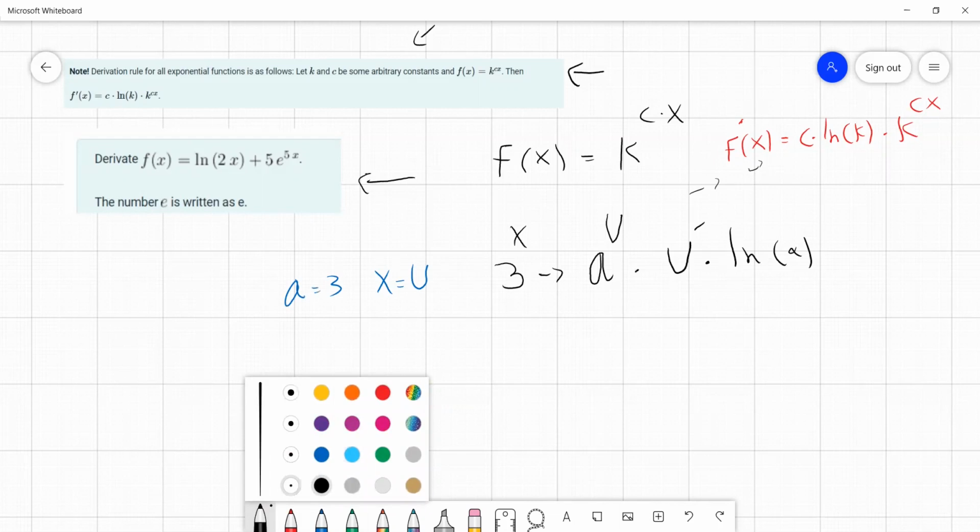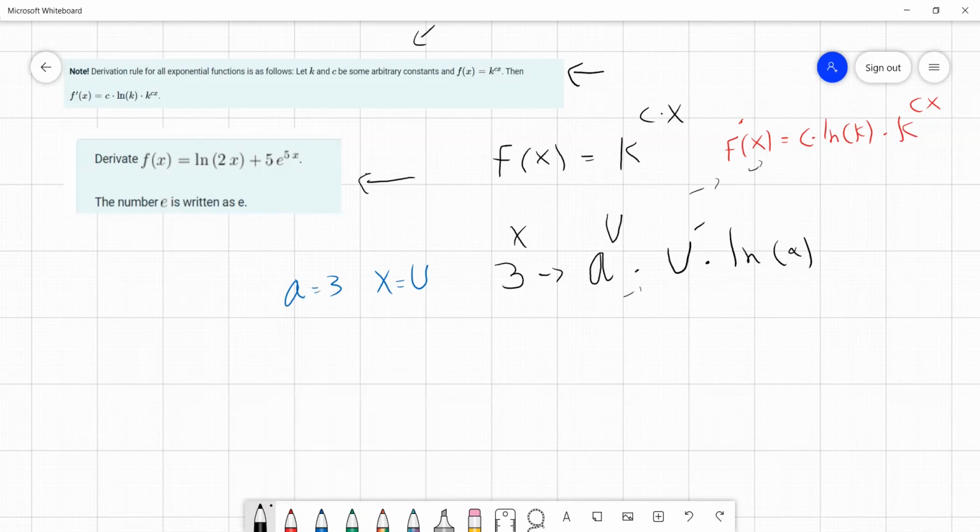Okay, so the formula is telling us to just write the original function. So a to the power of u, so 3 to the power of x, times the derivative of x, which is just a 1, times ln 3. So that is the first derivative of 3 to the power of x, and that looks a lot more similar to this function. Okay, now let's get rid of this.